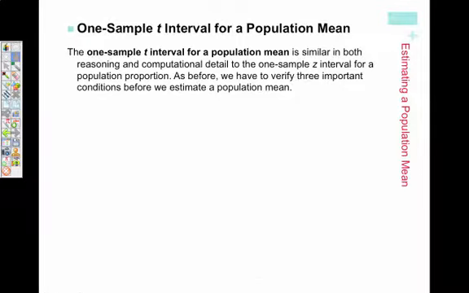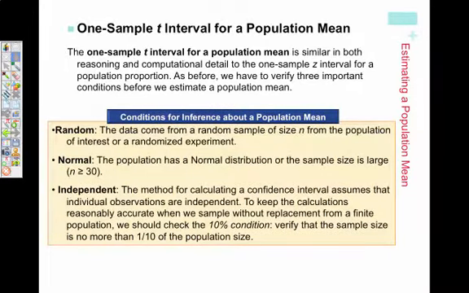The one sample t interval for a population mean is similar both in reasoning and computational detail to our one sample z interval for a proportion. We have to verify three conditions before we can estimate a population mean. We have to make sure that we're random. The data must come from a random sample of size n. Our population must have a normal distribution, or the sample size must be large. That's our normal condition. N has to be greater than or equal to 30 if we can't verify that our population is normal.